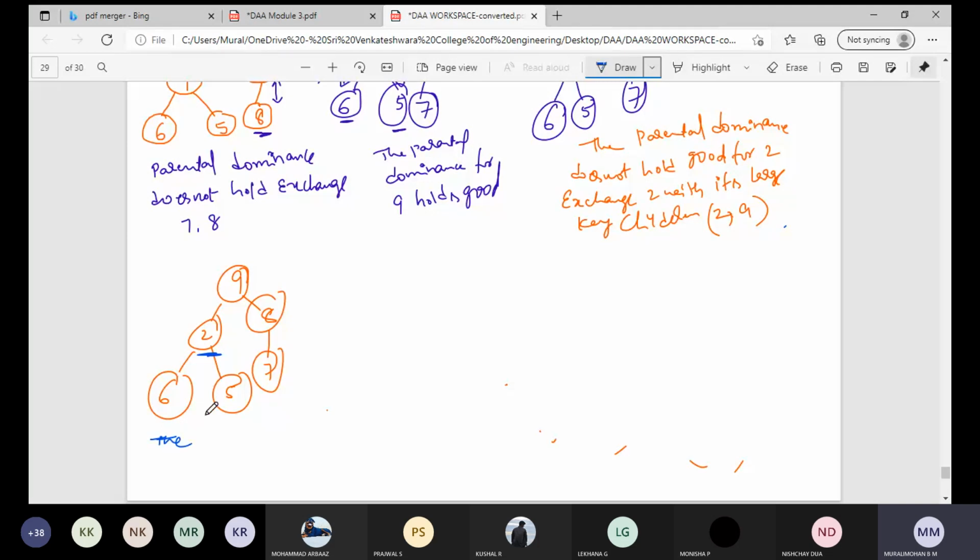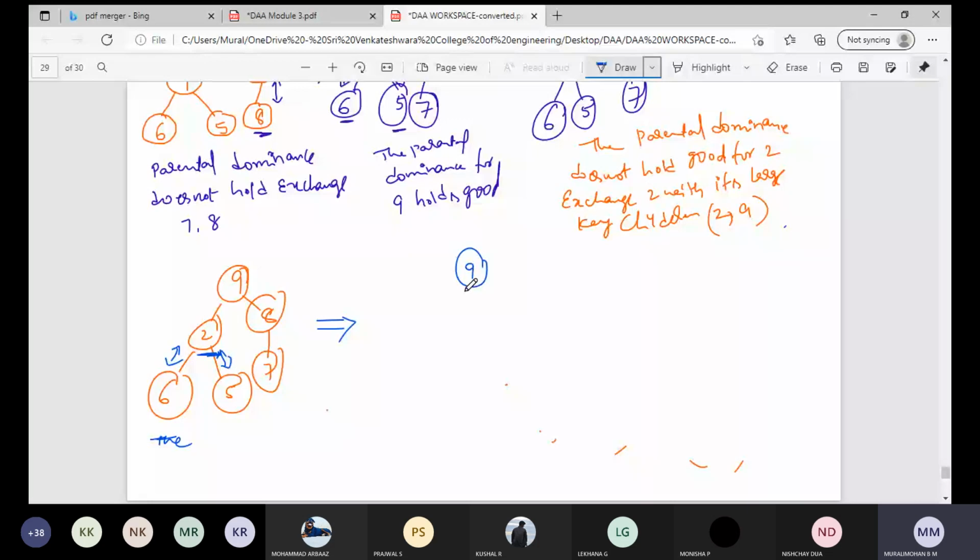So you exchange 2 with its highest key. Here we are checking this one and this one. So when we exchange, which one should we exchange here? 6 and 2. So 6 should come to the root node. So 9 will be as it is.